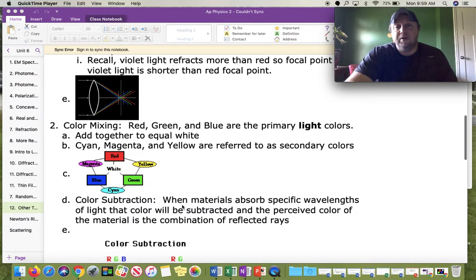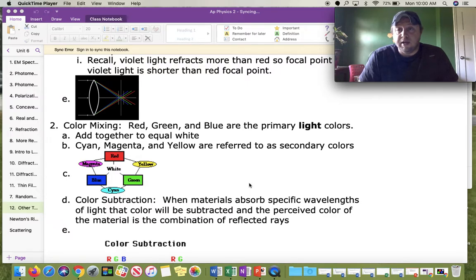Color mixing, and you will need to know these. When we're talking about primary colors of light, red, green, and blue are the primary colors, okay? Now, we're not talking about pigments here. If you're in art class, your primary pigment colors are going to be different. But when we're talking about light, red, green, and blue are the primary light colors. When we combine all three of those, we will end up with white light. So red, green, and blue, all overlapping, will form white.